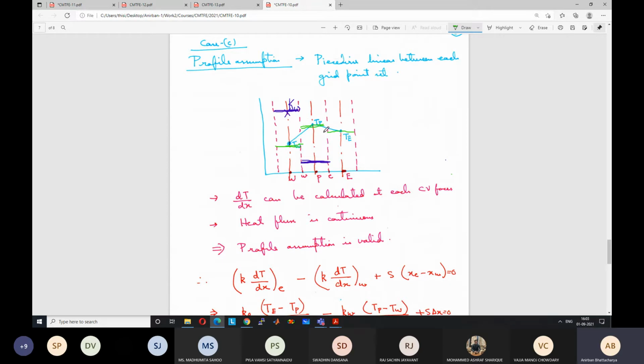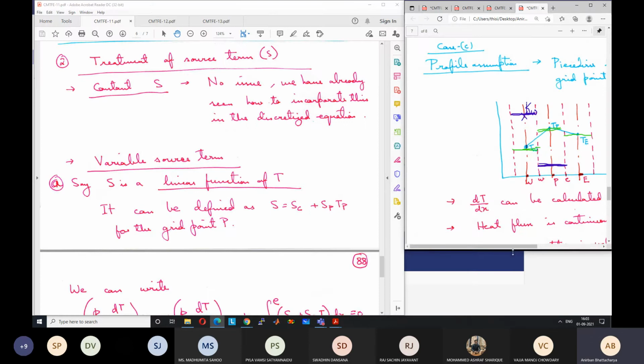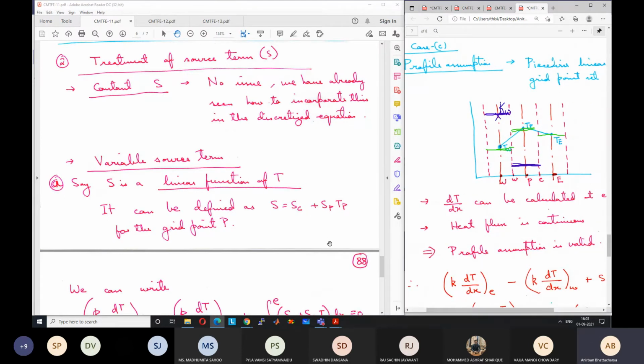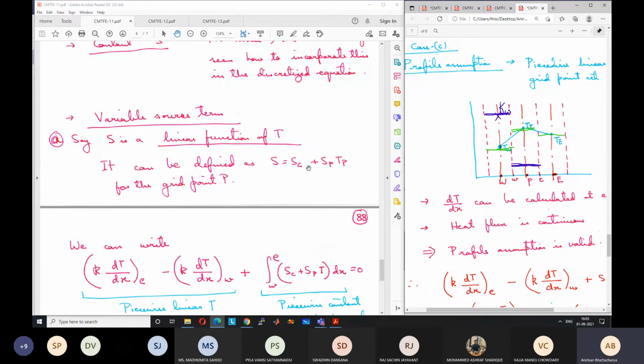And this profile assumption is only for the source term, not for calculating the flux. For the flux, we still have this linear variation. For the source term, we can take constant. We could have taken something else also, but because constant is the easiest to take, we are taking constant temperature. Okay, because it is still correct. S is equal to SC plus SPTP for the grid point P.